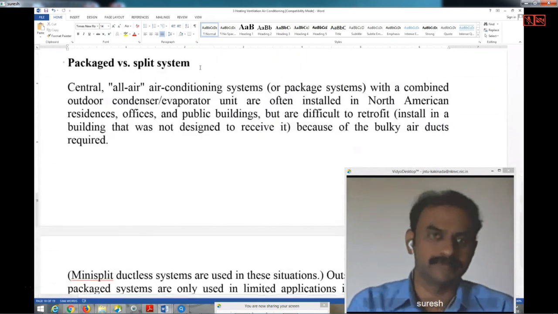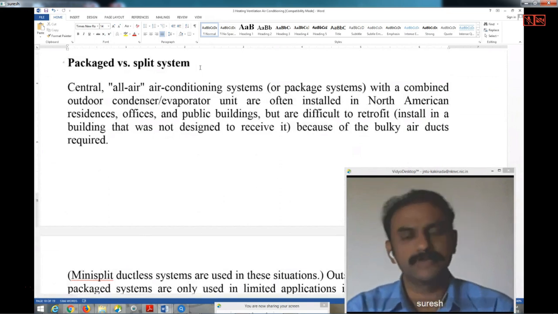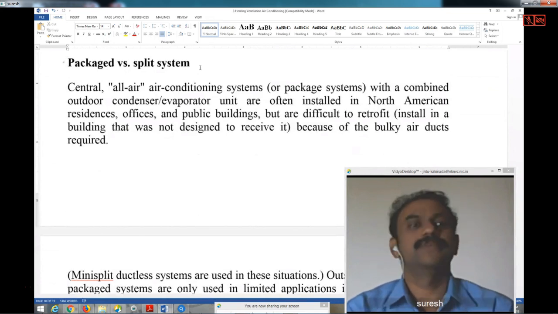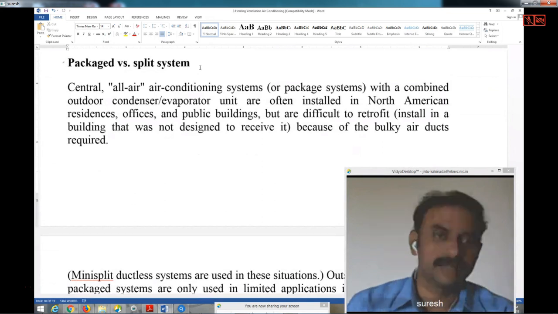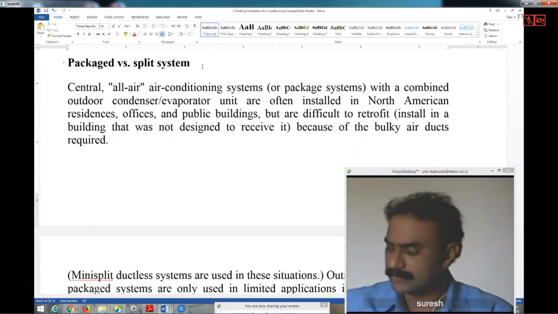Then suppose we are going to have a comparison between a packaged system of AC, that is a window system, so window AC versus split AC. The difference between these two: the all-air system, that is called the air conditioning system, with the combined outdoor condenser and evaporating units, is often installed as of now. So I am trying to relate this to our Indian conditions also.